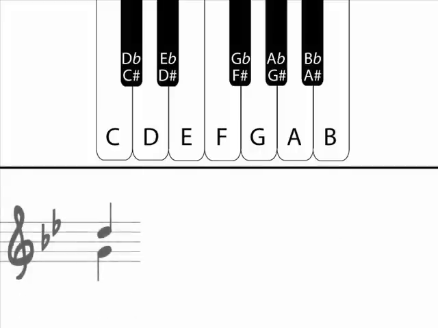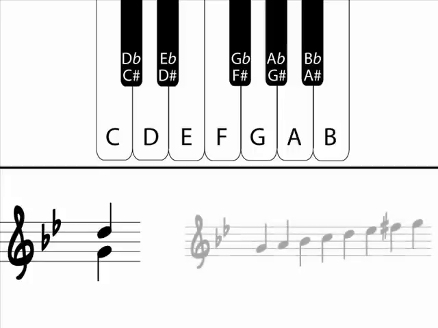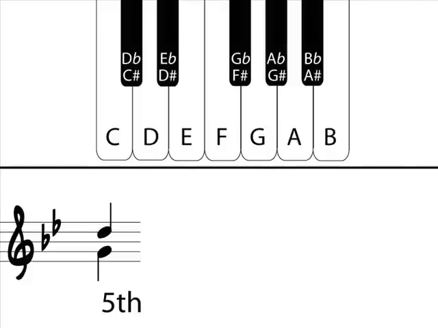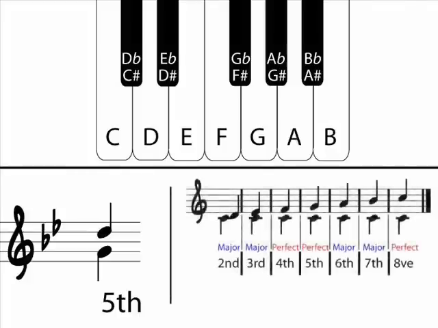Let's try another example. This time there are 2 flats in the key signature, and G is at the bottom, so we know that we're in G minor. Remember, we calculate the number first, so we count up from the G. G to A is a second, G to B flat is a third, G to C is a fourth, and G to D is a fifth. Jot down this number. We're halfway there in finding the answer. We now compare our interval to a fifth in C major, a perfect fifth.